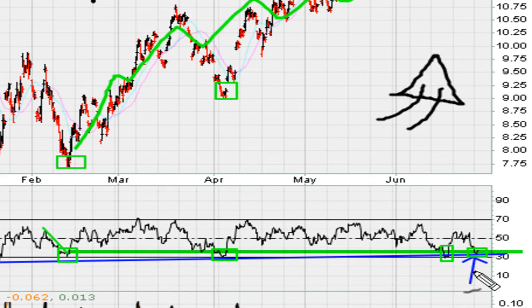Now, if they come and break these lines that we're discussing on the daily and the hourly, then maybe we get another move lower. But for now, it seems like the daily could hold. The hourly has already held. One has to assume the next swing trade for this sector of the market is to the upside.